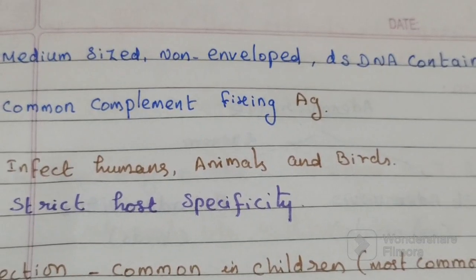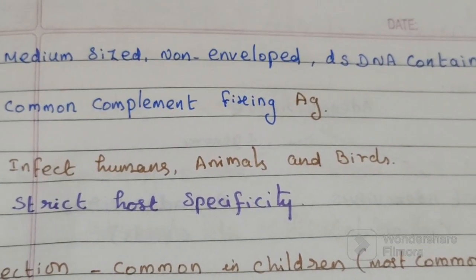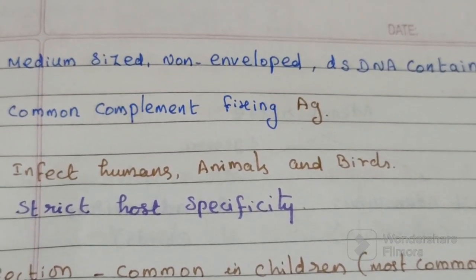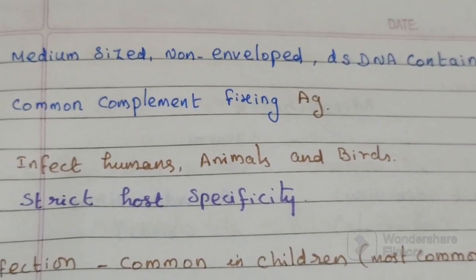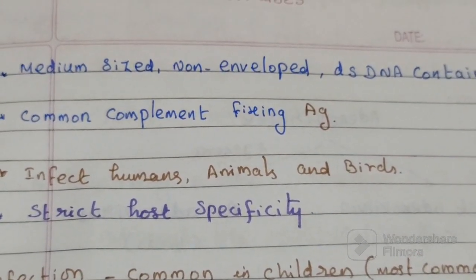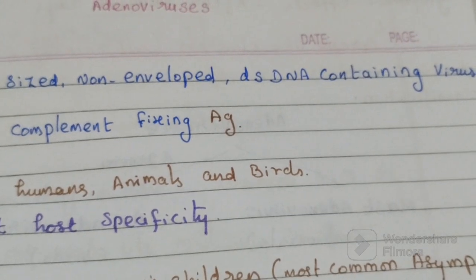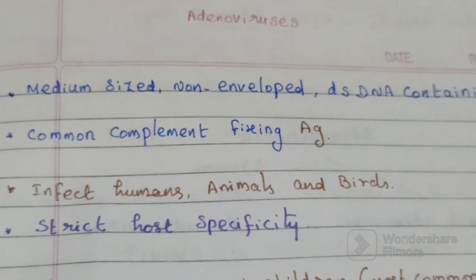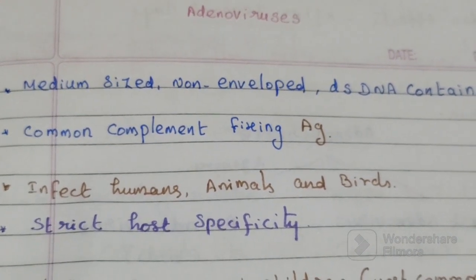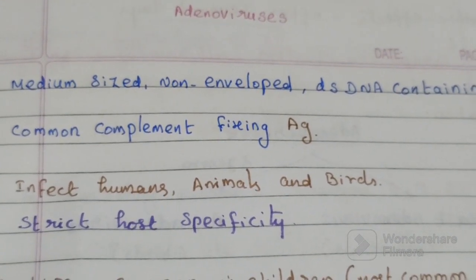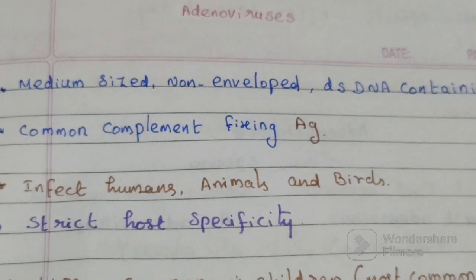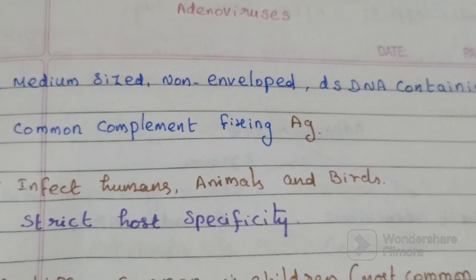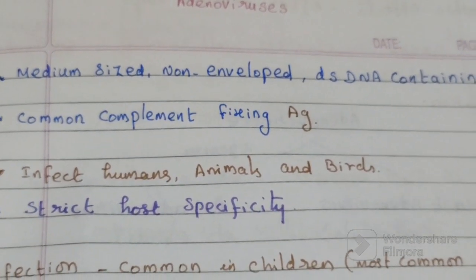Adenoviruses infect humans, animals and birds, so they have strict host specificity. So this is a medium-sized, non-enveloped, double-stranded DNA virus with a common complement fixing antigen, infecting humans, animals and birds.